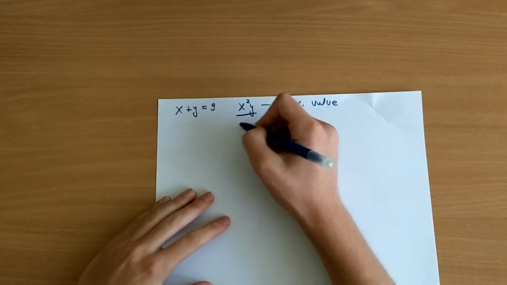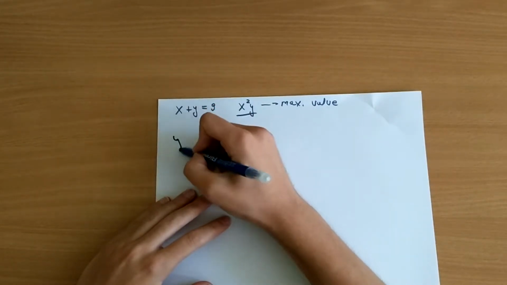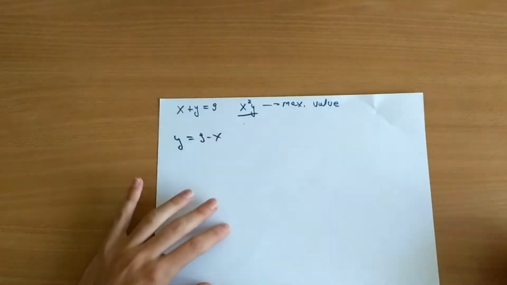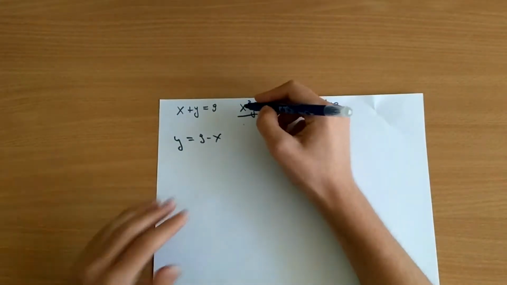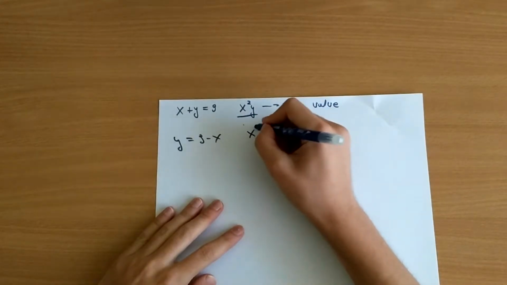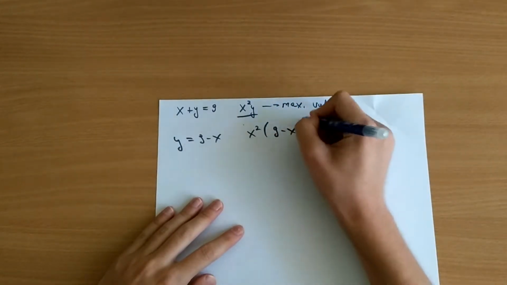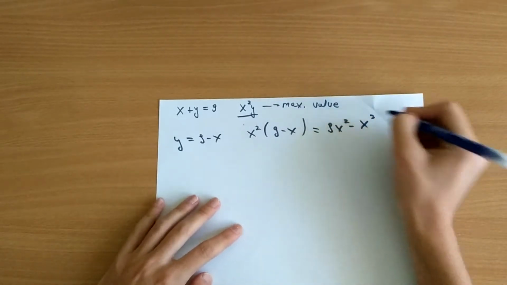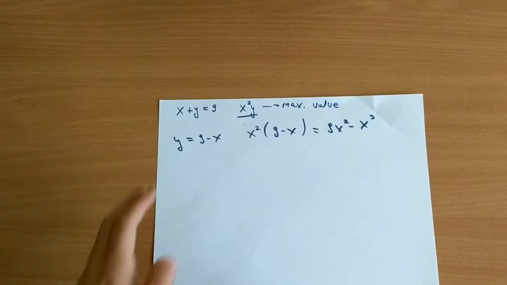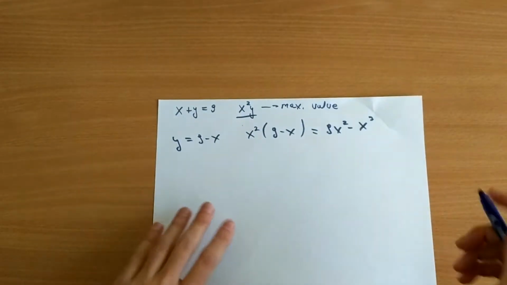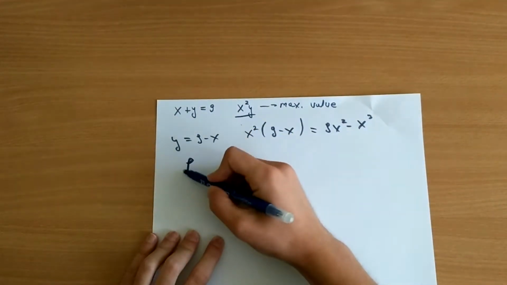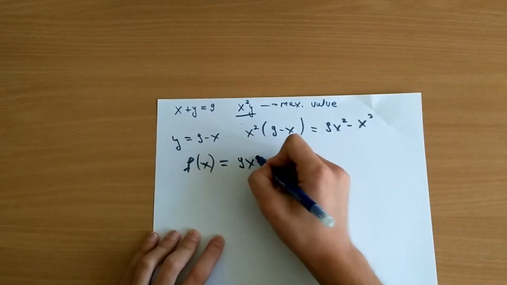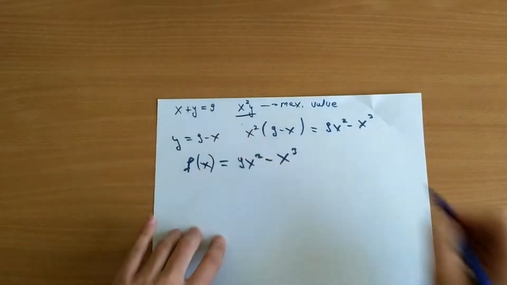So here I think that we can write y as 9 minus x, then replace it in here in order to get the function only in the variable x. So we'll get x squared times 9 minus x, which will be equal to 9x squared minus x to the third power. Okay, so we can say that this is our function: f of x is equal to 9x squared minus x to the third.